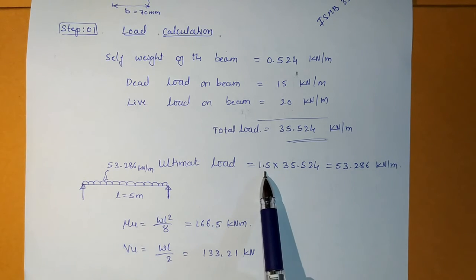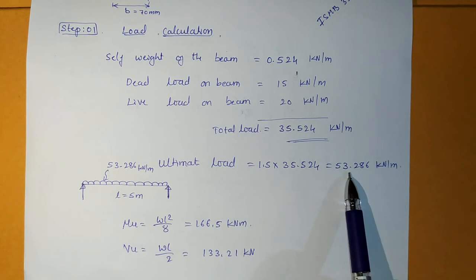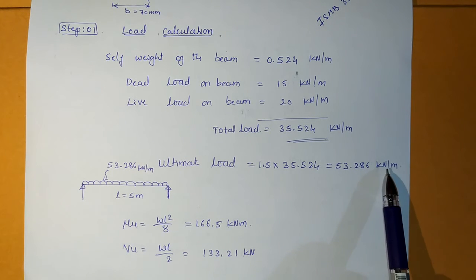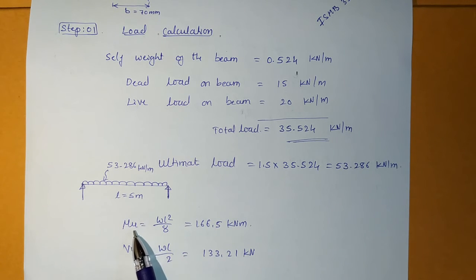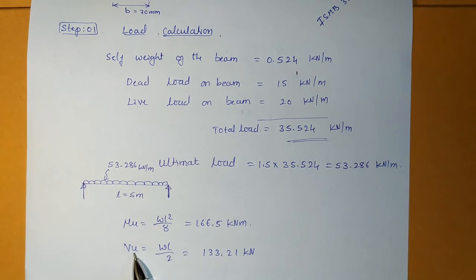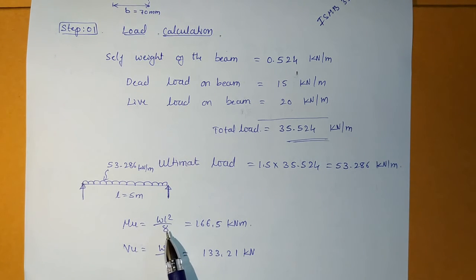Next, by using the factor of safety, we are going to calculate the ultimate load. That will be 53.286 kN per meter. For the same load we are going to calculate the ultimate bending moment and ultimate shear force. For a simply supported beam subjected to UDL, the formulas are WL square by 8 and, for shear force, WL by 2. These are the two values: 166.5 kilonewton meter and 133.21 kilonewton.